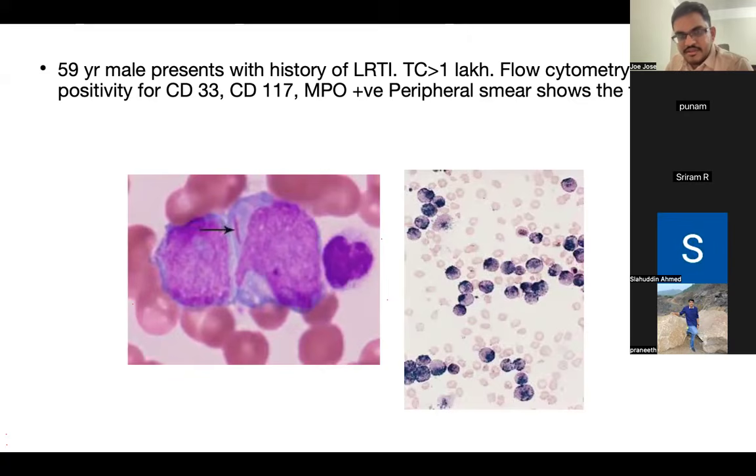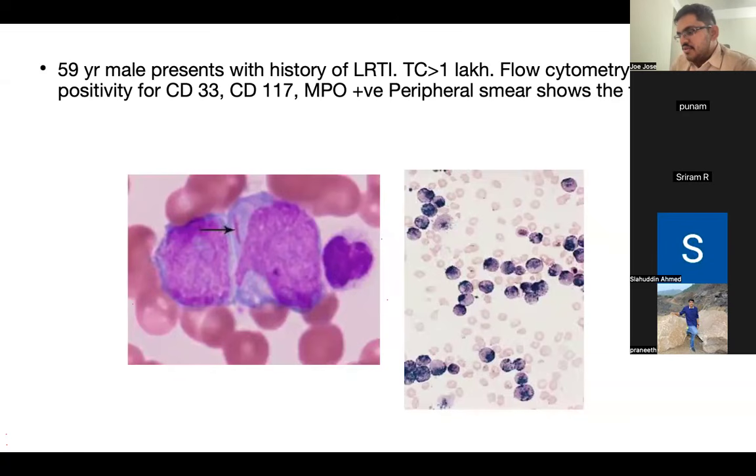Sir, in the peripheral smear we see Auer rods in large cells with an immature nucleus, and in the other smear we see MPO positive cells with dark staining. Yeah, so you see these large cells with high nuclear cytoplasmic ratio and prominent nucleoli. You also see cytoplasmic granules, some of which have clumped together to form Auer rods, right? So what could this point towards? Sir, this could point towards a diagnosis of AML.